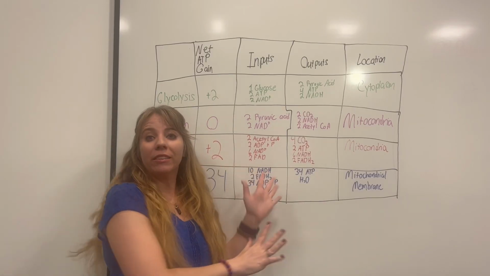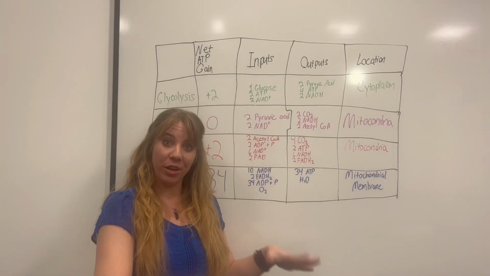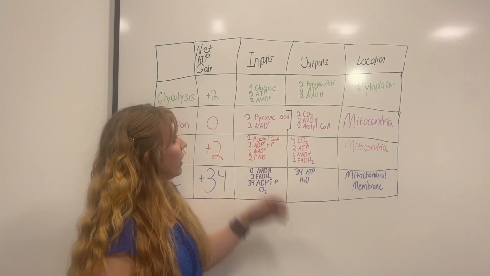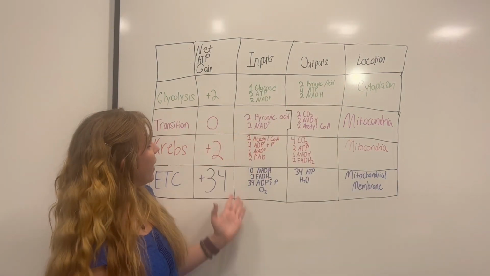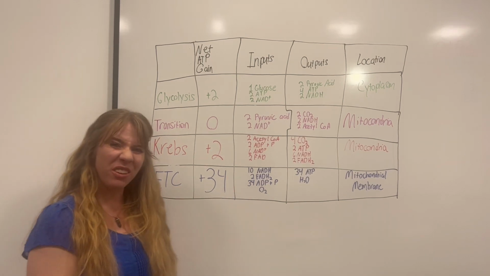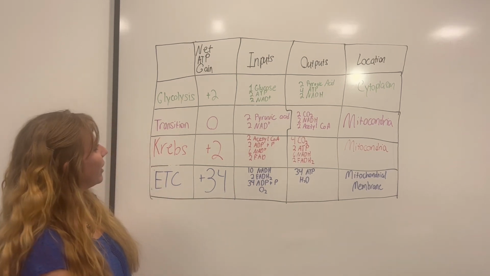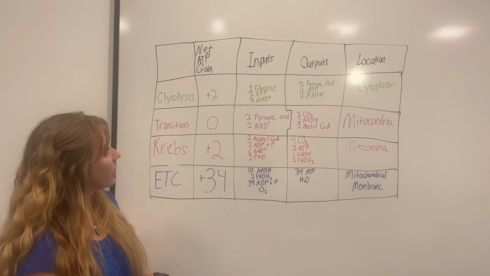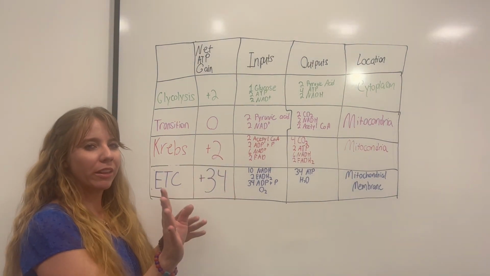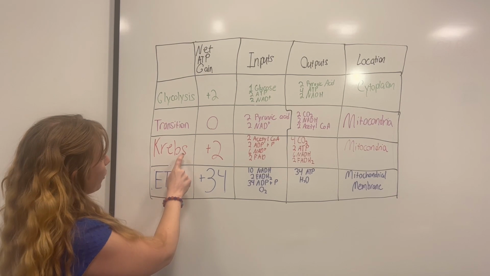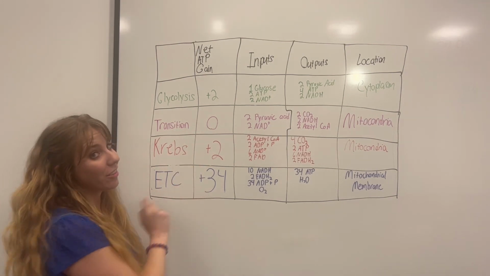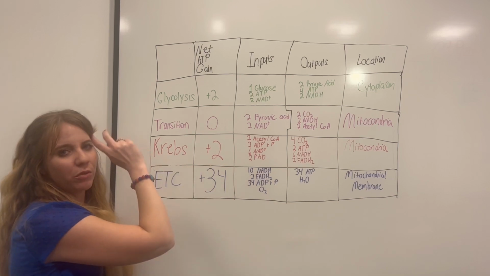So here's the big scary chart. Don't worry, it's not that scary. We're going to break it down, but this is basically location. That's a big part of it. The inputs and outputs, and then the net ATP gain. But look at that, 34, he wins. So we have glycolysis, and that's a 2 ATP gain. Transition, that's like the middle part before we hit the mitochondria. And then we have the Krebs cycle with 2 ATP. The electron transport chain has 34. So I'm just going to go through them individually.